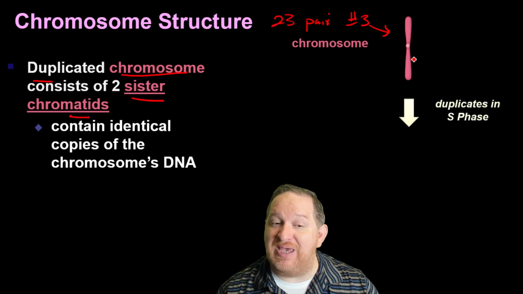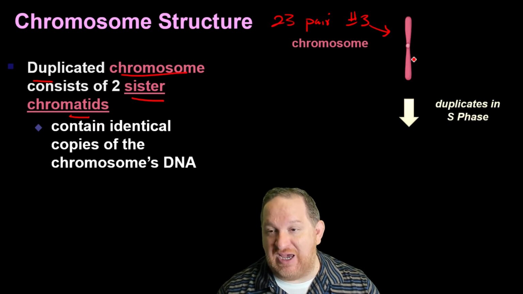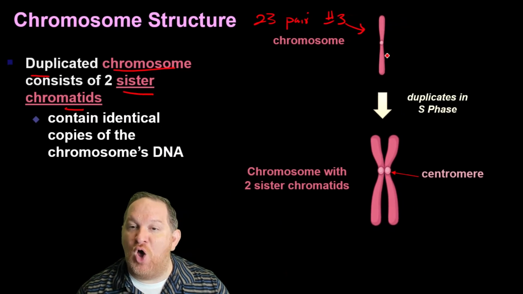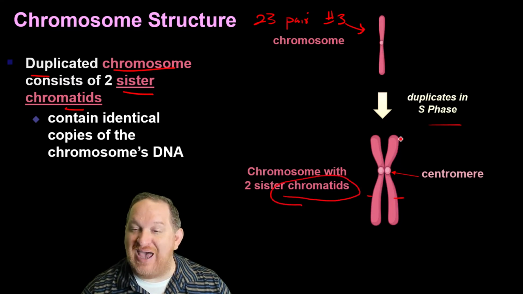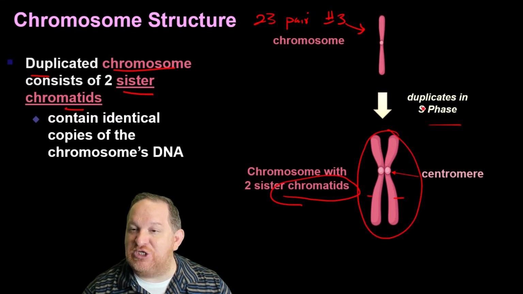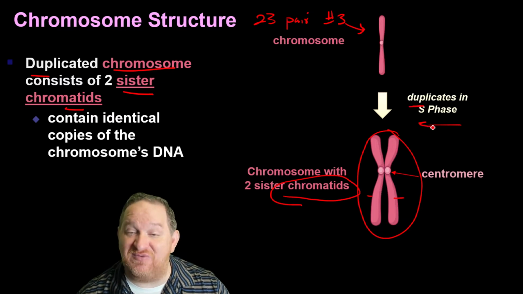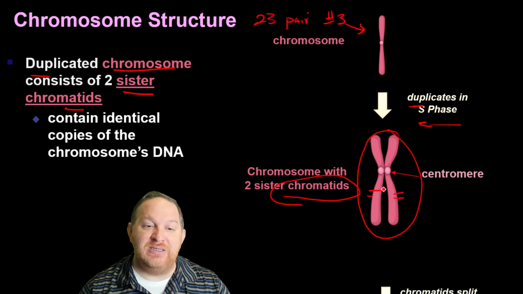What will happen is during the S phase of the cell cycle, which we'll get to in a moment, those chromosomes duplicate. So we had here one of the number 3. Well, that duplicates in S phase. And now notice we have 1, 2 sister chromatids. So this is now still a chromosome, but notice it has 2 chromatids because it duplicated in the S phase. These are identical. This is identical to that. These chromatids are identical.